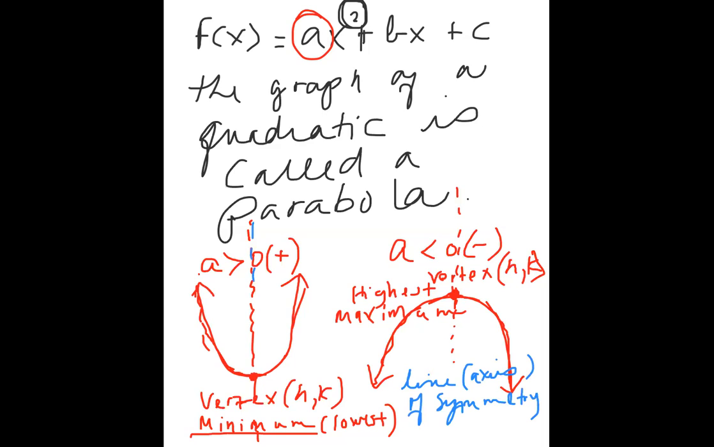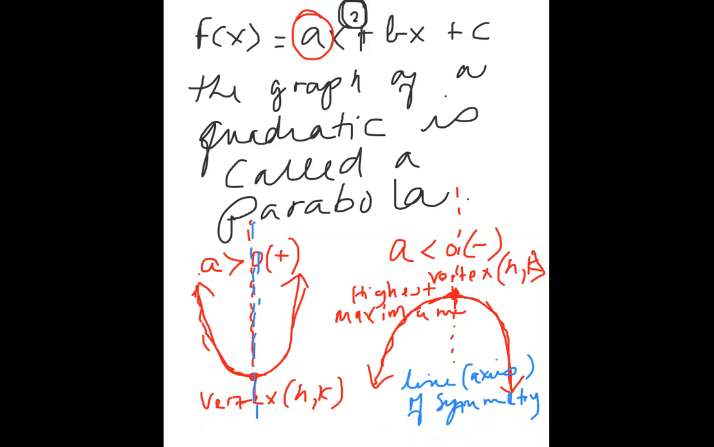Because it is a vertical line, it shares the same x value with the vertex. So it needs to be an equation. Let me erase some of this because I need space here.